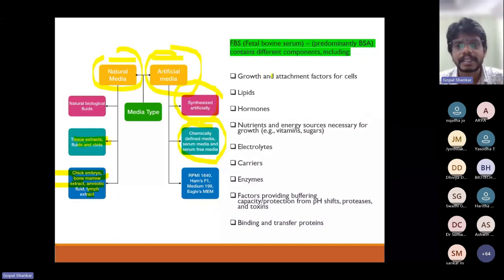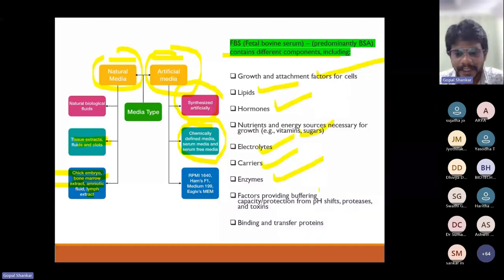Okay. So why do you need the serum? Because the serum contains all the different components that are necessary for cell attachment. So what does it contain? It contains growth factors that are essential for cell attachment, lipids, hormones, and they also contain nutrients and energy sources, that is vitamins and sugars. There are electrolytes, carriers, enzymes, and there are essential factors that maintain the pH, and there are also some binding and transfer proteins that are controlling your cell adhesion factor. So without a serum, it is very, very difficult to maintain the cell culture media. So serum is an essential component.